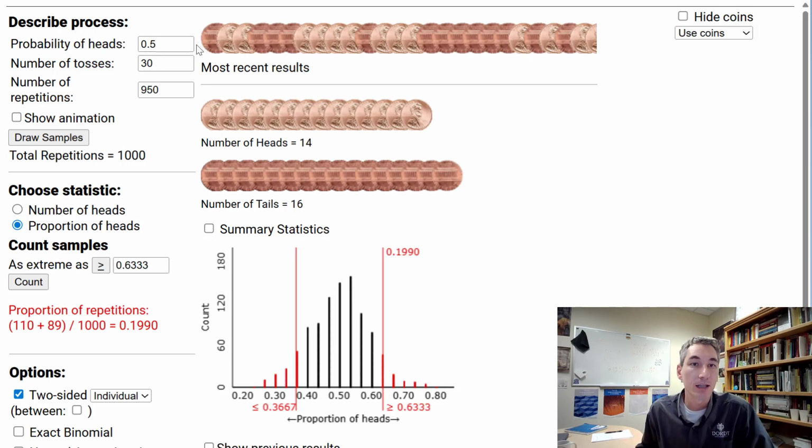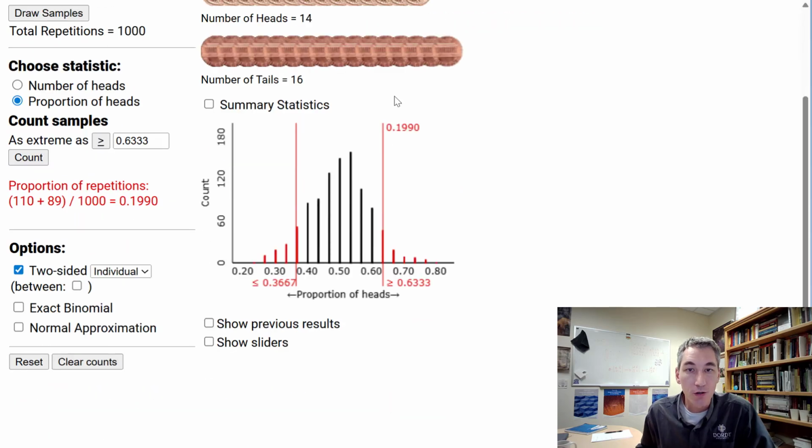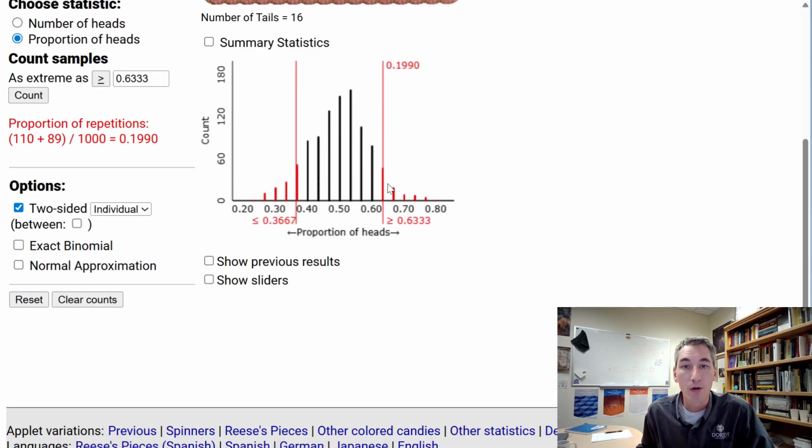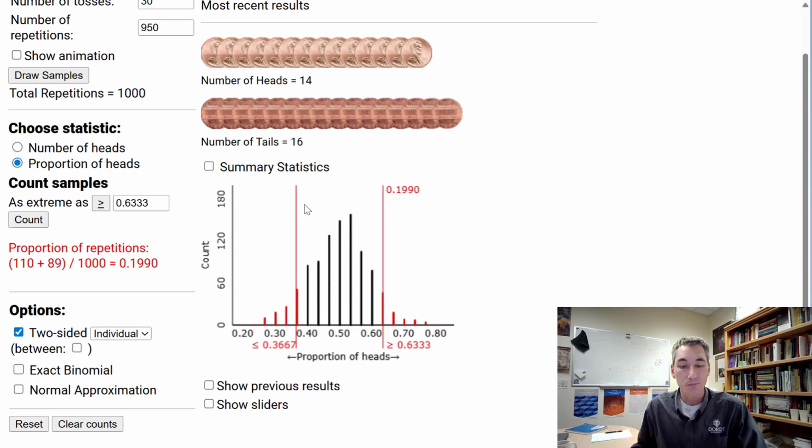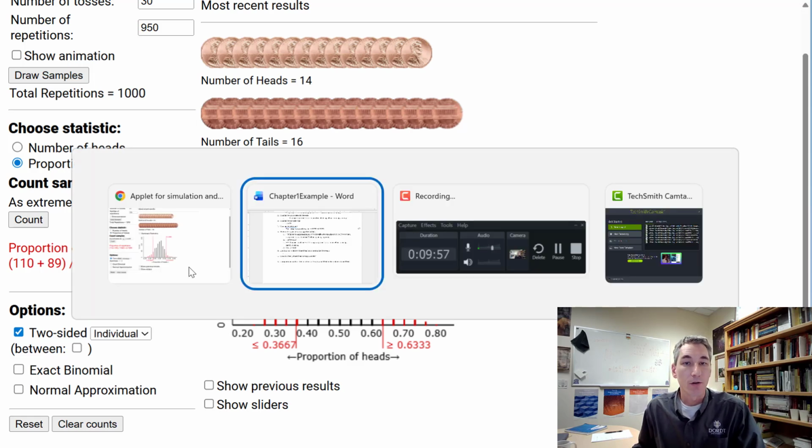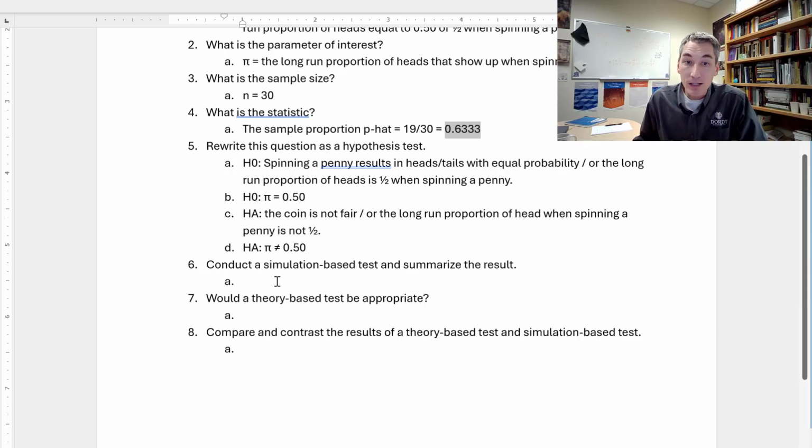Know how to fill in this, draw the line in here. Notice where the line is drawn. It's drawn in at 0.6333, which is the sample statistic. And it counts the dots as extreme or more extreme, and then also the dots on the other side as extreme or more extreme over here. And it counts them for you, 199. Okay, so that's basically conducting the simulation-based test.